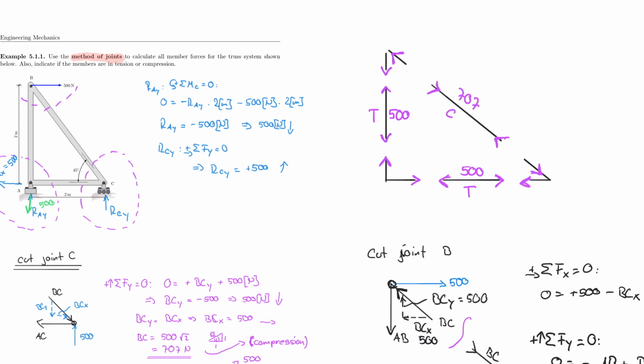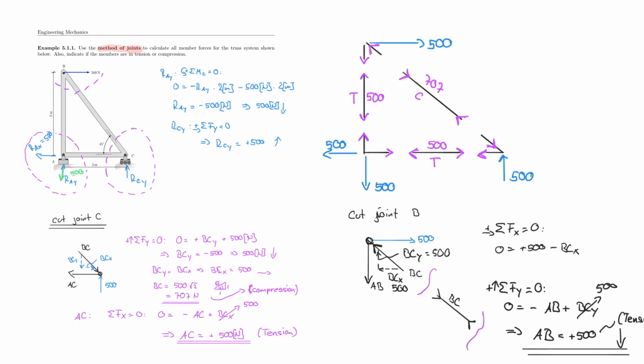I probably shouldn't forget my support reactions or my external forces. I need to include those too, otherwise the system cannot be in equilibrium. So I have these two vertical support reactions, one horizontal support reaction and one horizontal external force. So this was 500. And then I had 500 here, 500 downwards, and 500 upwards. And that is the complete diagram.